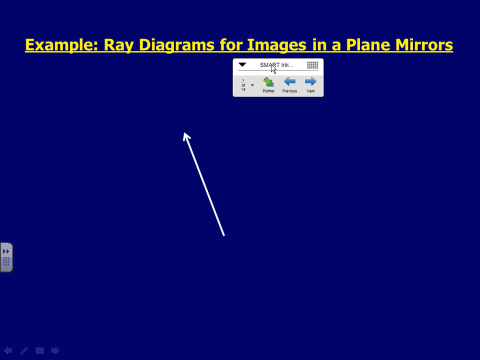So for this, I want you to draw a mirror, and the mirror is going to be up and down, as if you're looking into the mirror. Somewhere in the middle of your page, and this can be fairly large, make a fairly large line. There's my top, there's my bottom right there, and I'm going to put the back of the mirror over here.